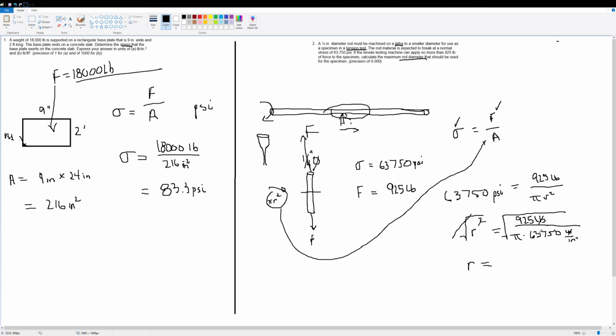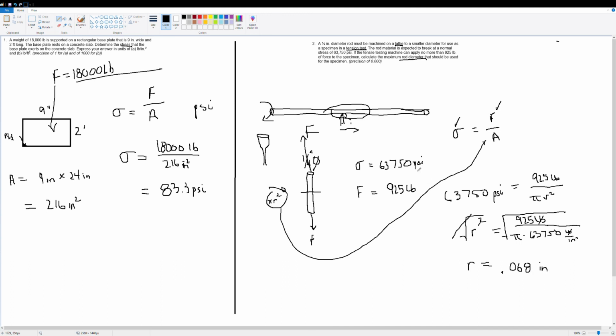So go ahead and take out your calculator and perform that calculation. Again, it's the square root of 925 divided by pi times 63,750. And I end up with a radius of 0.068 inches. And again, that's radius.